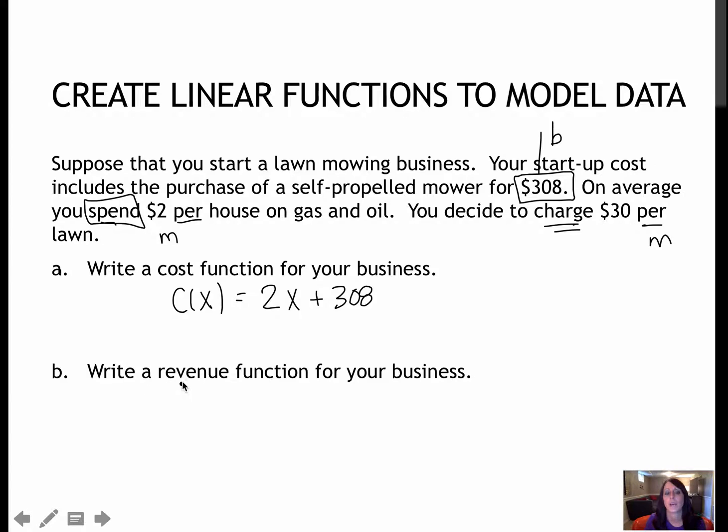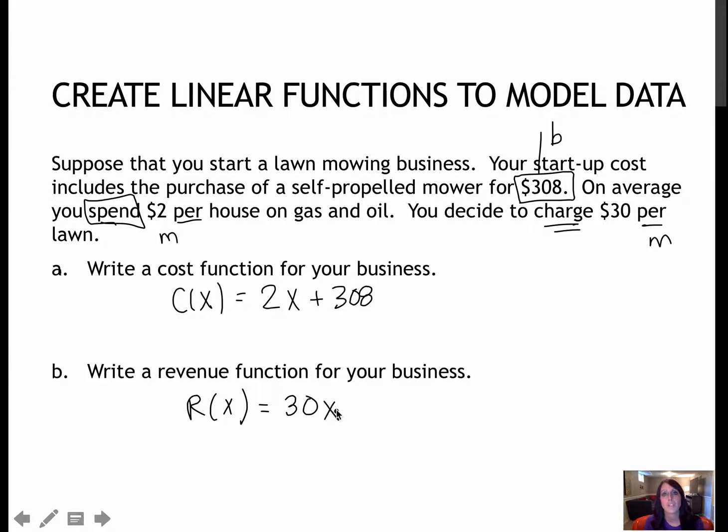The other one says write a revenue function. So revenue is, instead of the amount coming out, your cost, it's the amount coming in. So my revenue would be $30 per lawn. So 30x. There's no one-time fee, so it's just $30 every lawn that I mow.